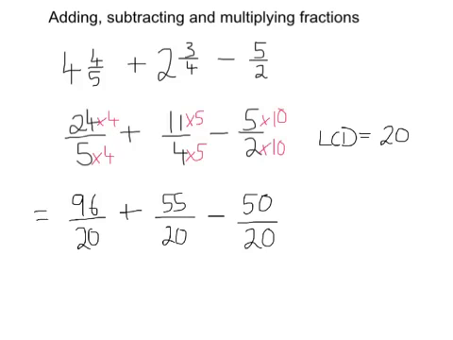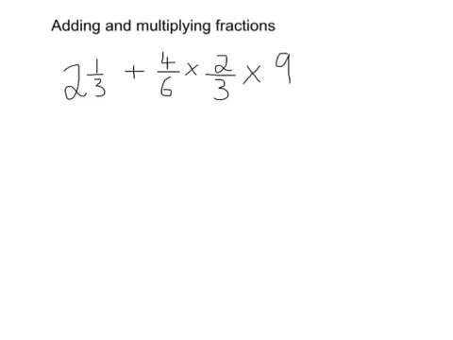And then our final answer is going to be, we usually like to work from left to right, so I'm just going to add the 96 plus the 55, which is going to be 151. 151 minus 50 is going to be 101, so our final answer is going to be 101 over 20, and we're done.